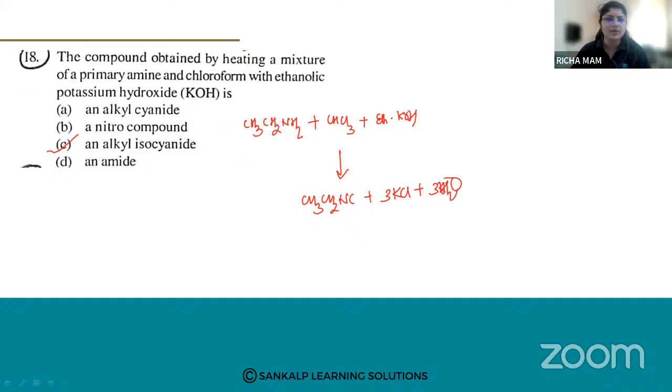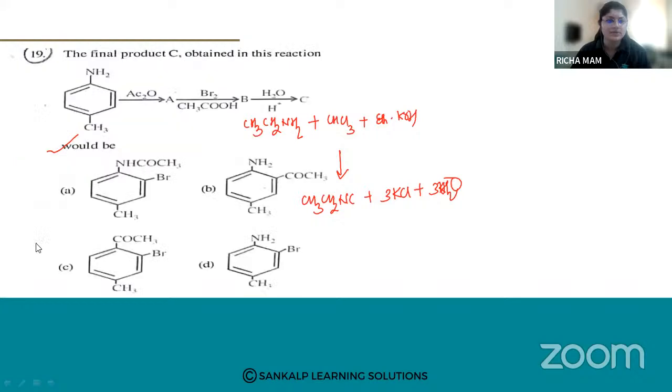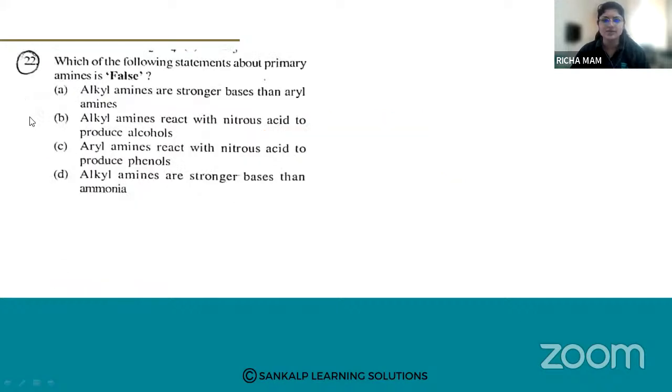Okay. Let us go for the next one. Which one of the following statements about primary amines is false? A. Alkyl amines are stronger bases than aryl amines. B. Alkyl amines react with nitrous acid to produce alcohols. C. Aryl amines react with nitrous acid to produce phenols. And D. Alkyl amines are stronger bases than ammonia. So which is the false statement about primary amines?